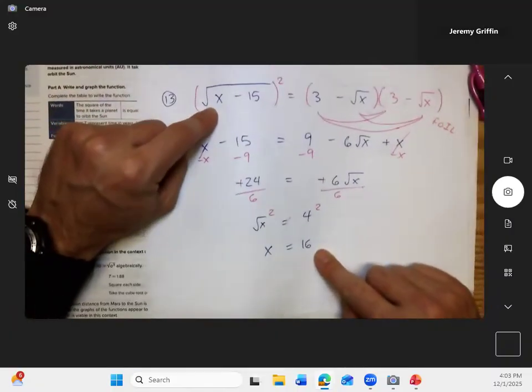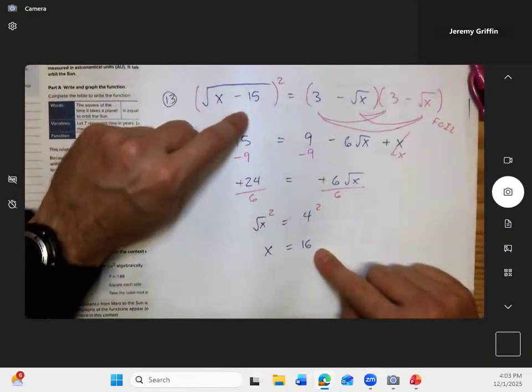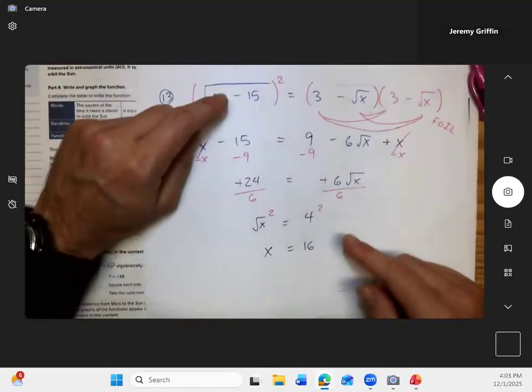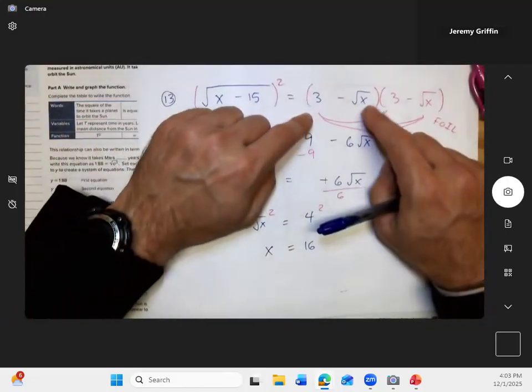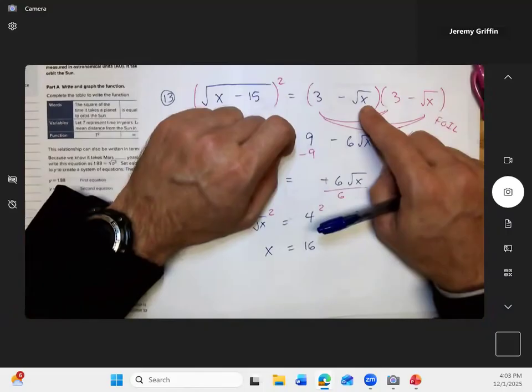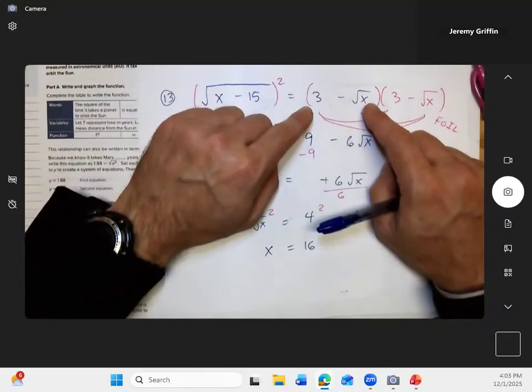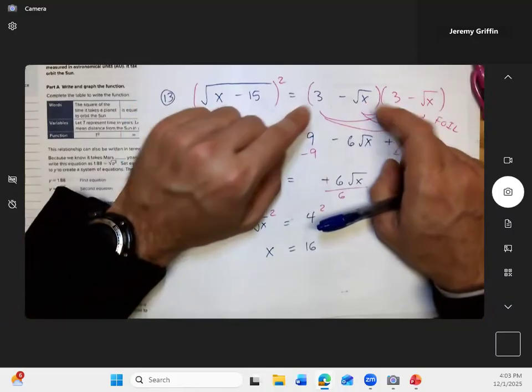16. So back to the original statement. 16 minus 15, that'd be 1. Right? The square root of 1 is 1. Right. How about over here? If I plug in 16, I get square root of 16 would be 4. 3 minus 4, oh, that's negative 1. That's negative a positive 1.